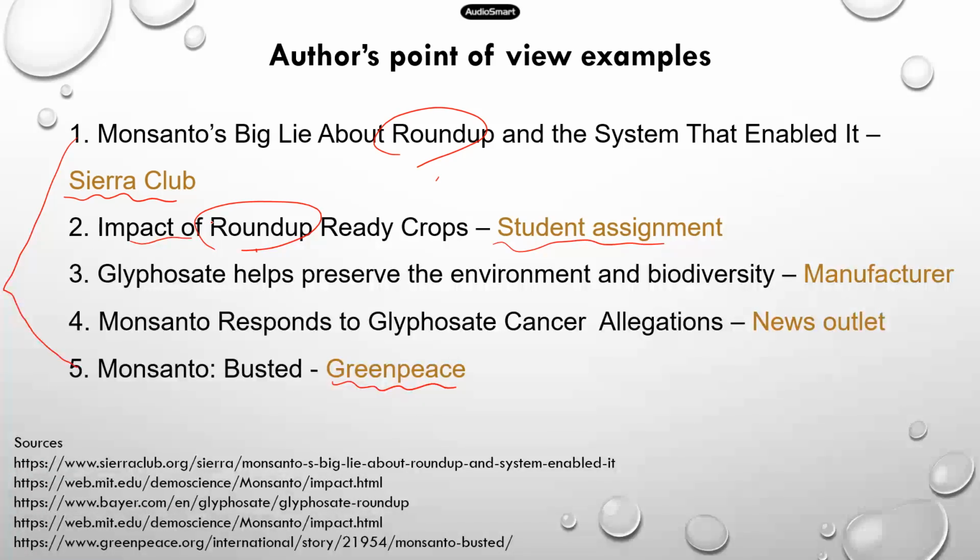And number three, that's the only positive title among the five, right? And guess who came up with the title? The manufacturer, which is Monsanto. Monsanto makes the chemical Roundup. Okay, number four, Monsanto responds to the allegations.